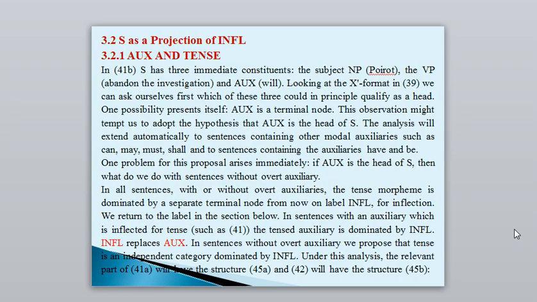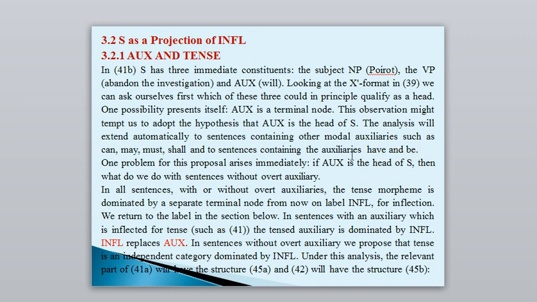So, looking at the X-bar format, we can ask ourselves, first, which of these three could in principle qualify as a head? One possibility presents itself: auxiliary is a terminal node. So this observation might tempt us to adopt the hypothesis that maybe auxiliary is the head of the S. So the analysis will extend automatically to sentences containing other modal auxiliaries, for example can, may, must, shall, and to sentences containing the auxiliaries have, for example, or be.